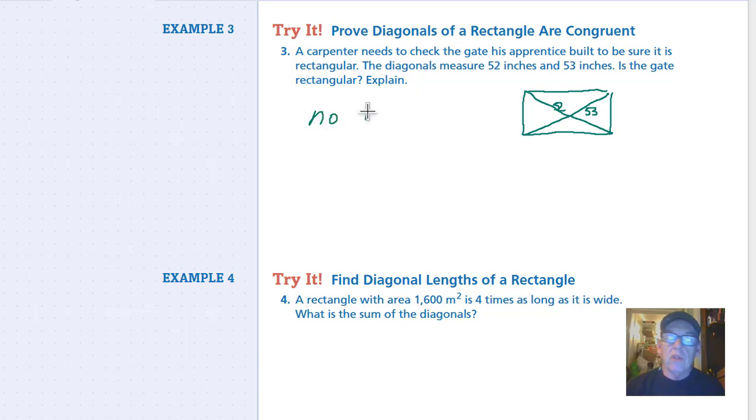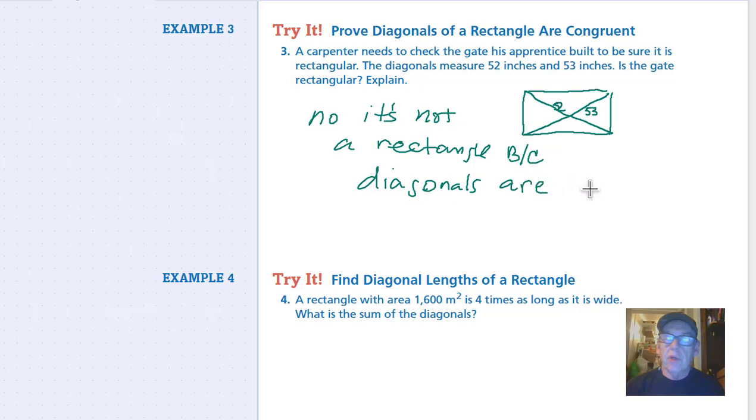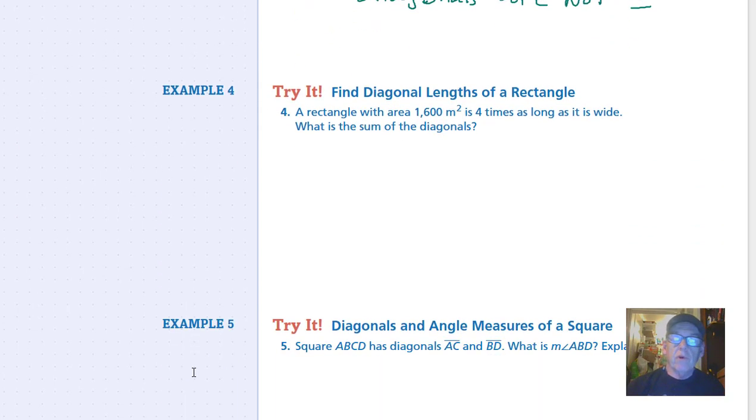So no, it's not a rectangle because diagonals are not congruent. That's the reason that it's not a rectangle. Let's look at example 4.